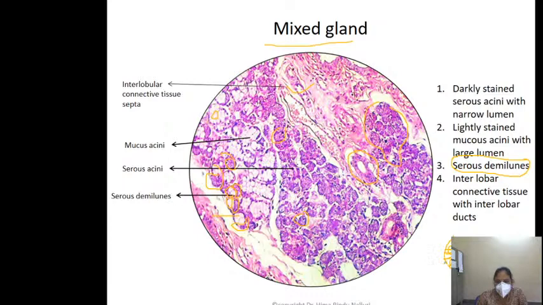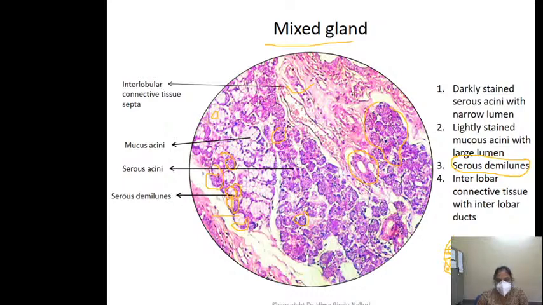So how the serous demilune looks: these are the mucous acinus, over that you see a cap of serous cells, which are eosinophilic and with rounded nucleus. You see the rounded nucleus over these. These are the serous demilunes. So the characteristic feature for the mixed gland is presence of the serous demilunes. You see mucous acini, serous acini, and the serous demilunes.